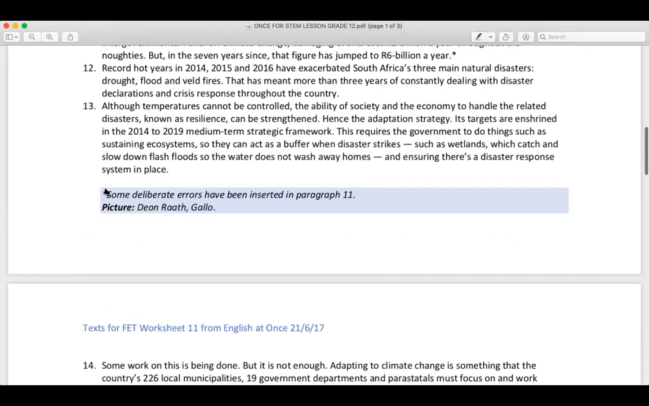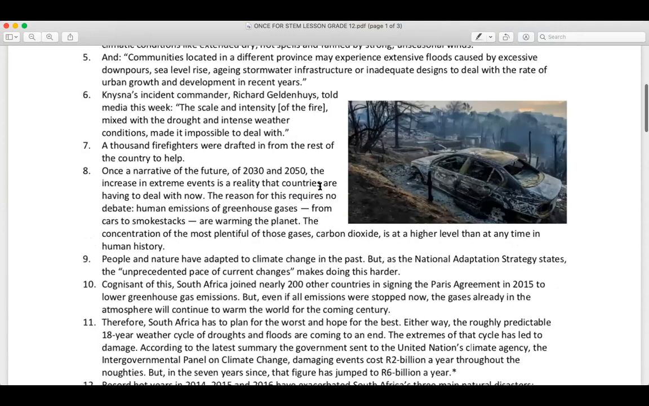There's a notice here: some deliberate errors have been inserted in paragraph 11, and this picture was taken by Dion Roth from Gallo, this picture right here. Okay.